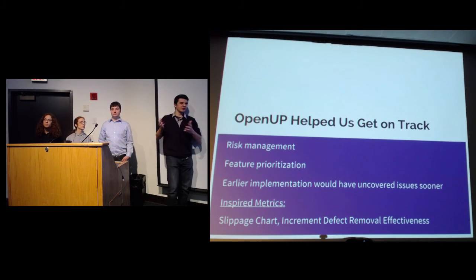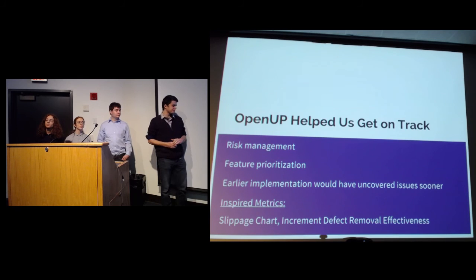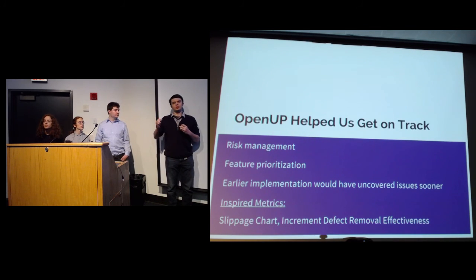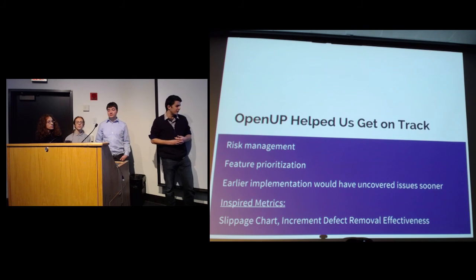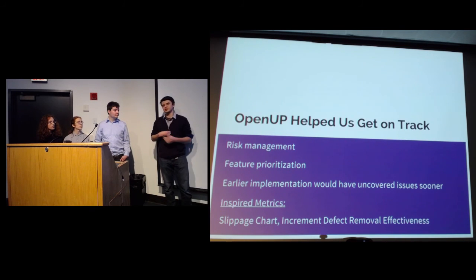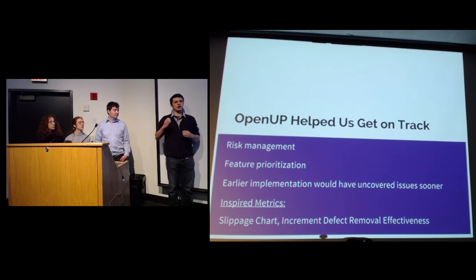And as a result of that, we chose our metrics. And first was a slippage chart, which just measures where our deliverables are for different iterations of OpenUP and whether or not we're successful in delivering those. And then in the same vein, we have an IDRE chart, which allows us to track whether our defect detection and removal is adequate for iterations that we already passed and adjust the scope of that activity as a result.